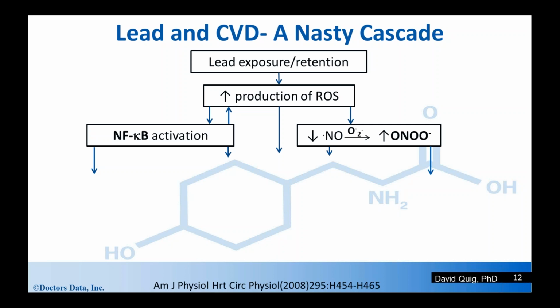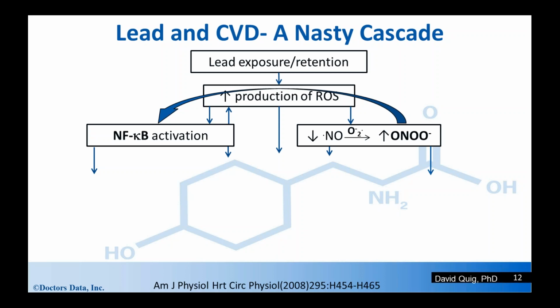But when we look to the right, we see that that also is associated with decreased nitric oxide, NO. And that's partially because when we have the superoxide ion reacting with nitric oxide, we convert NO to ONOO-. And ONOO- is peroxynitrite. And peroxynitrite further perpetuates this nasty cycle because it, in and of itself, further activates NF-kappa B and increases reactive oxygen species.